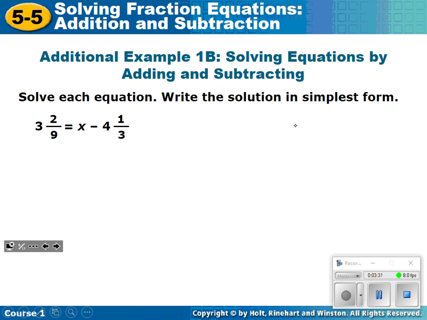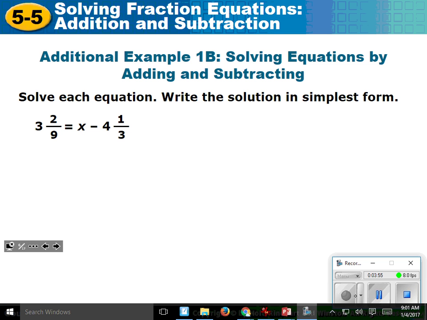Whoa, the subtraction sign's on the other side. That's weird. I don't know what to do. Come on, you can do it. Remember my 2 rules of algebra. Number 1, figure out what is happening to the letter. Number 2, do the exact opposite to both sides.